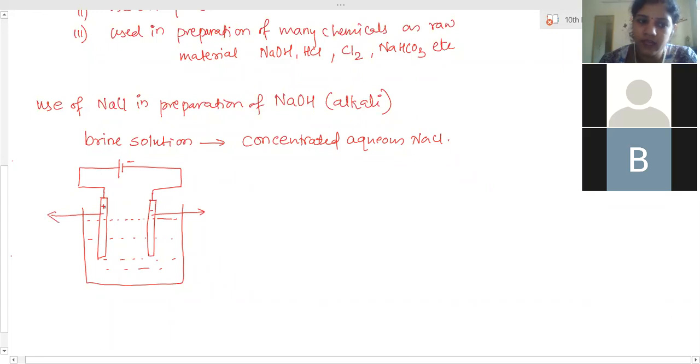Cathode. The rod or electrode which is connected to the negative terminal of the battery is called the cathode, and the electrode which is connected to the positive terminal of the battery is called the anode. In the first chapter, in electrolysis of water, I have explained all these things. In this case, these electrodes are made up of graphite or iron, so these two are inert electrodes. That means those electrodes will not take part in the reaction happening in this electrolyte, in this solution.